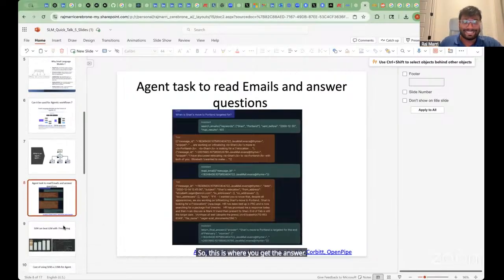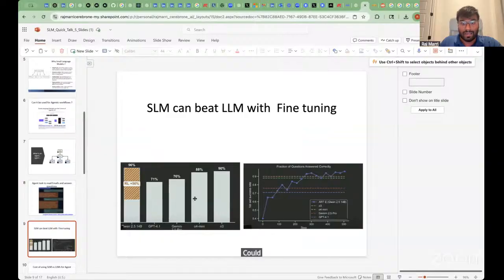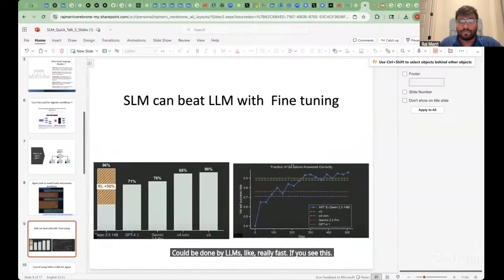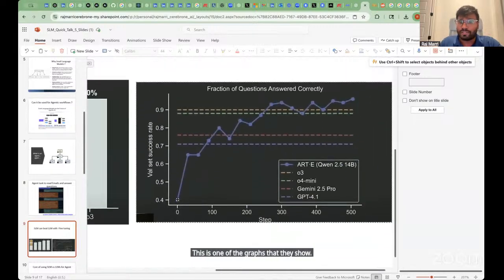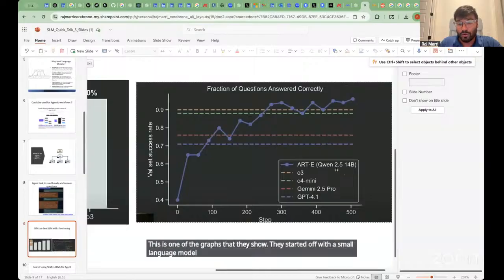So this task could be done by LLMs really fast. If you see this, this is one of the graphs that they show. They started off with a small language model, which is Qwen 2.5, a 14 billion parameter model. Yeah, we still consider this to be a small language model, right? It's 14 billion, it's not 7 billion, but still.